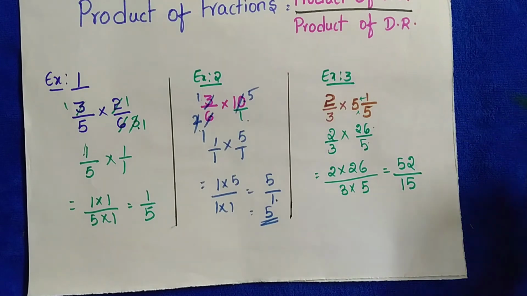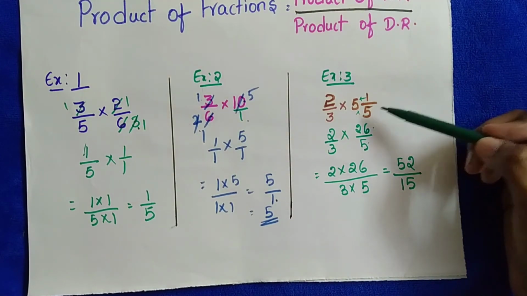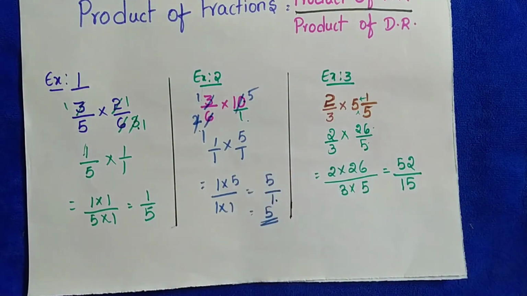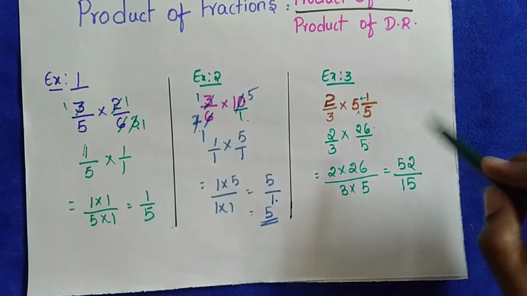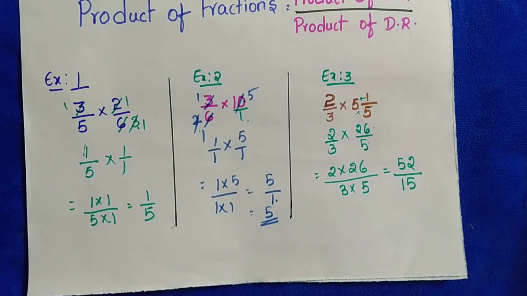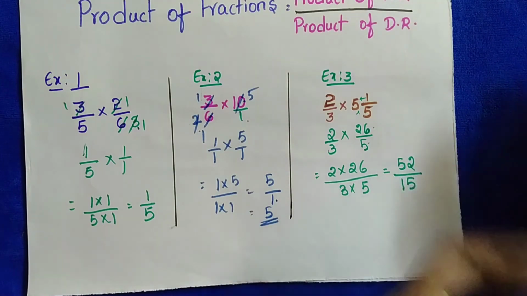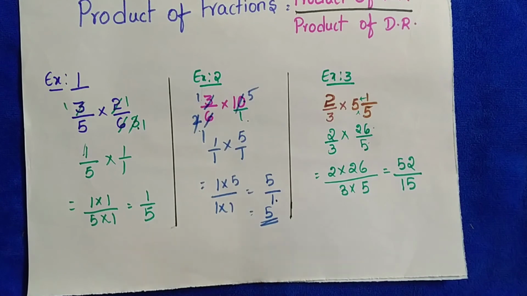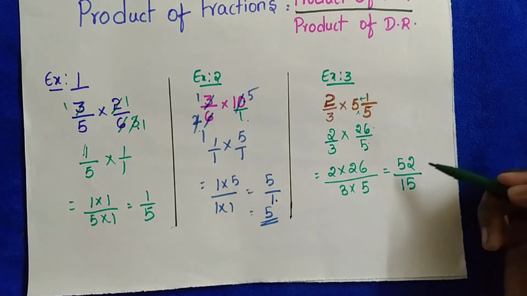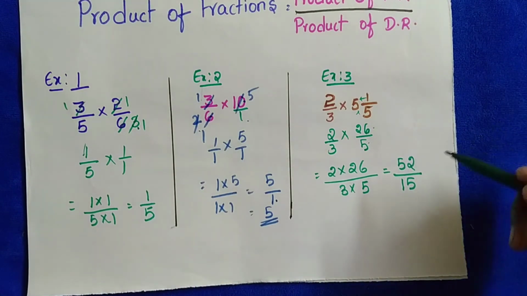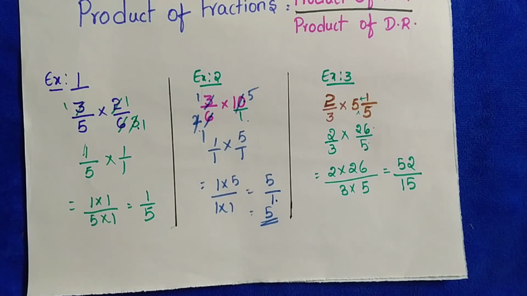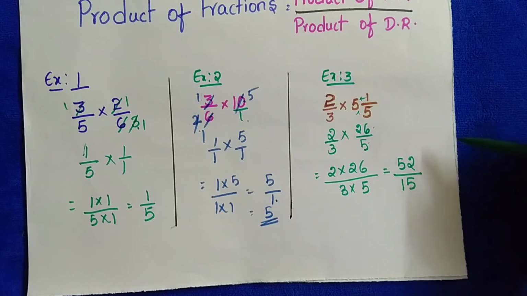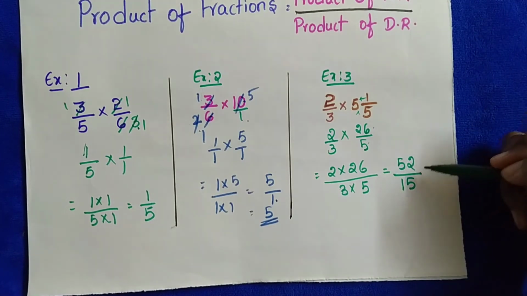Okay? How you convert a mixed fraction into an improper fraction to solve the sum, in the same way, you should tell the answer in the form of a mixed fraction, not as an improper fraction. If you write this also, no problem, but it's not correct. It's not the exact one. So if you get an improper fraction as your answer, immediately you should convert it into a mixed fraction. And you know very well how to convert an improper fraction into a mixed fraction? By doing division. So here, 52 divided by 15.